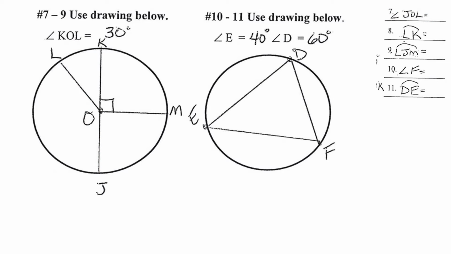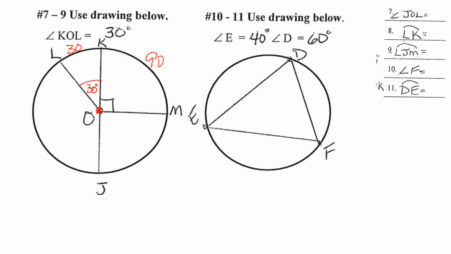When we go to our information up here, angle KOL is 30. So that needs to go up the side of that angle, KOL. And then remember, if that's a central angle, then it's going to be equal to its arc. And I also have 90 already on here, so this will be 90 out here.